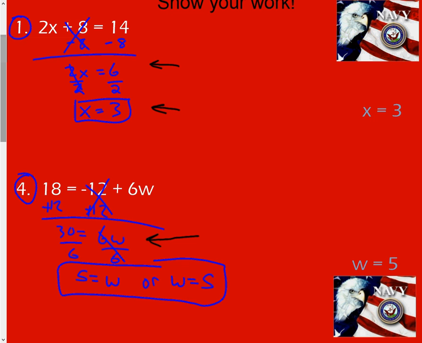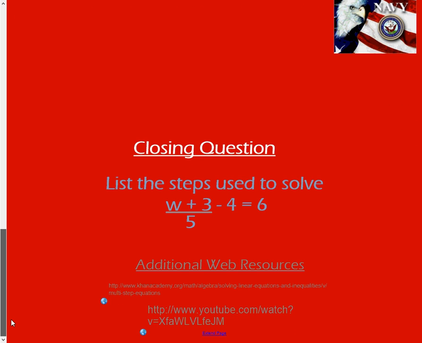All right, last question I want you to think about here is my closing question. How do you go about solving this one right here? Something to think about. We didn't do one like this in this section, but I want you to try to think about how you would go about solving that. Okay? There's a little bit of a division part here, and there's a minus 4 after that. It's a little bit of a funky problem, but we're going to get into that coming up soon.